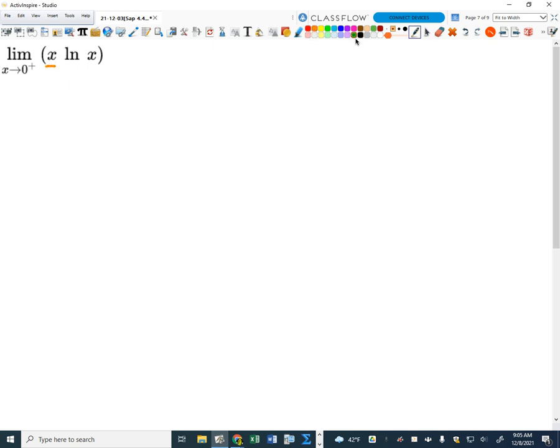I've got the x and the log x, right? We know that the limit of a product is equal to the product of the limits. I can just evaluate each of those parts individually, right? So when I evaluate that first factor in the product, x, I'm going to get 0. 0 plus, I guess. We're approaching from the right. And we have to approach 0 from the right.